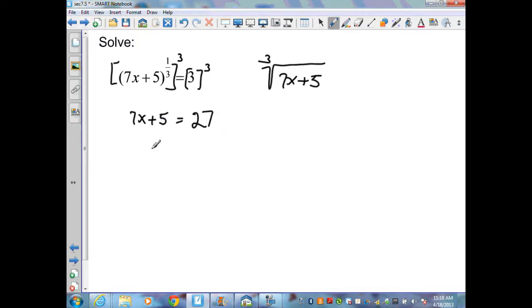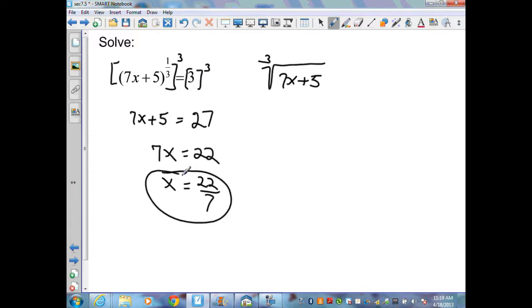Now I subtract 5 on both sides. I get 7x equals 22. And when I solve again, by dividing by 7 on both sides, I get 22/7. Now what I can do is substitute that value back in to make sure it's not extraneous. That's going to give me 22/7 times 7, or 22. 22 plus 5 is 27. And the cube root of 27 is 3, which is our original problem. Therefore, 22/7 is a solution.